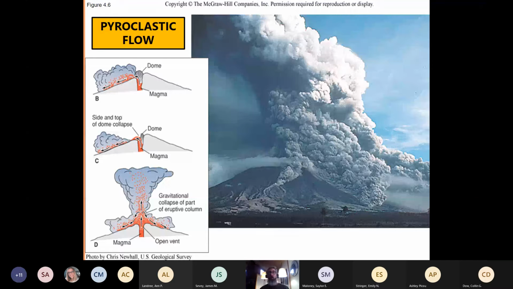A pyroclastic flow is a mixture of gas and ash. We're going to take a quick look at one. Well, in a second, I'm going to look at a video of one. So it is a mixture of gas and ash.